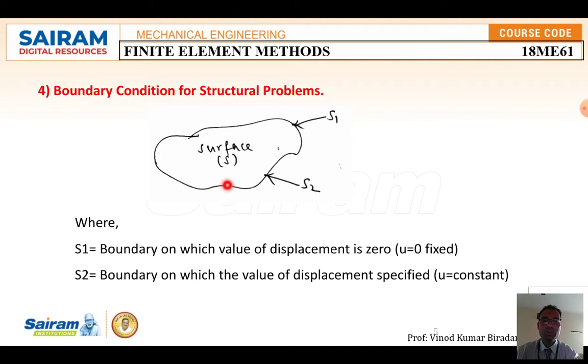Okay, upon which there are 2 forces acting, these 2 are called the boundary conditions for a structural problem. S1 is the boundary on which the value of the displacement is 0. Suppose it is fixed, then you consider u is equal to 0, that is the displacement is equal to 0. And S2 is the boundary on which the value of the displacement is specified, u is equal to a constant. Sometimes they may give constant values. These are the 2 boundary conditions for a structural problem.